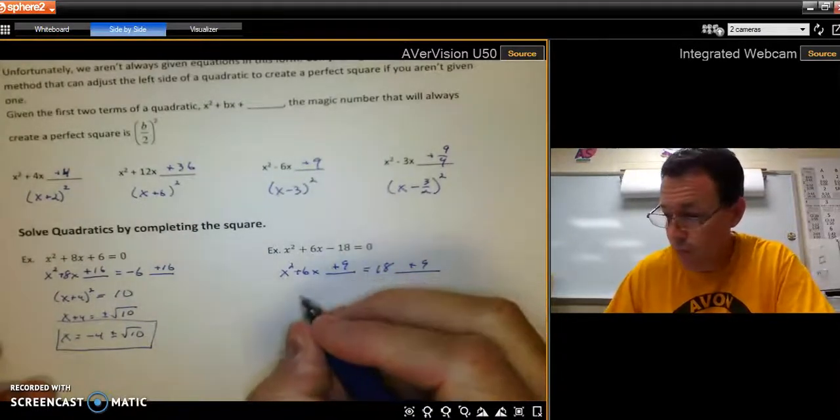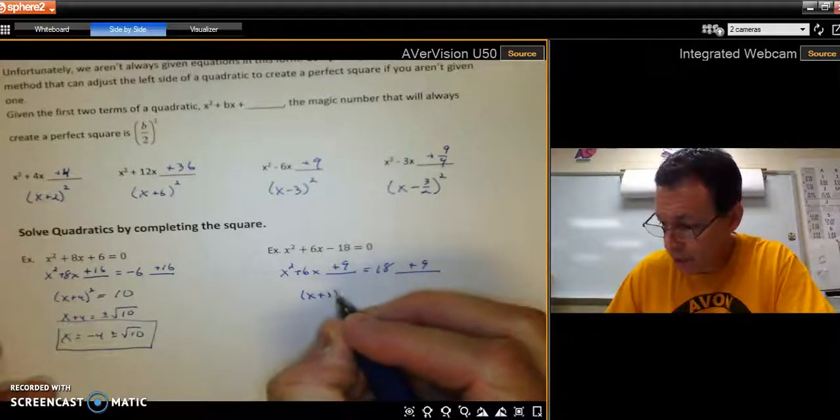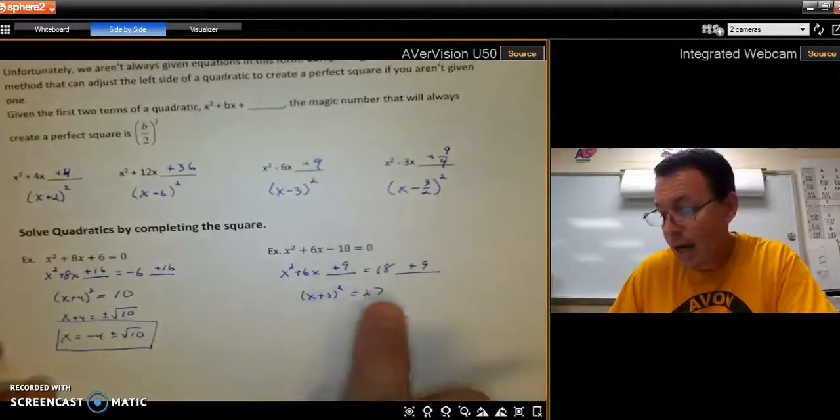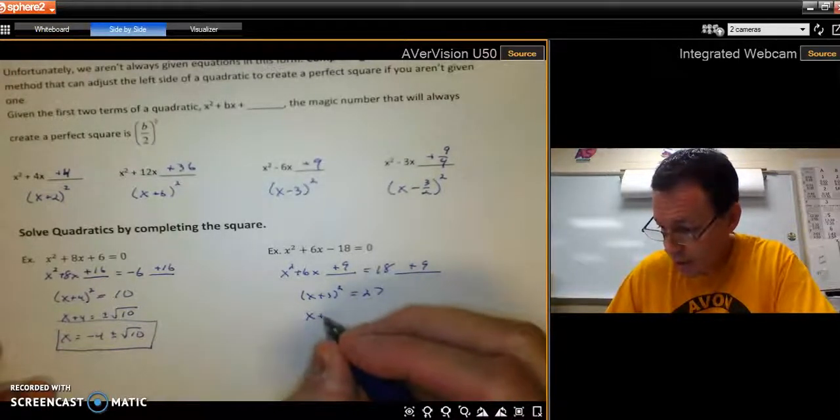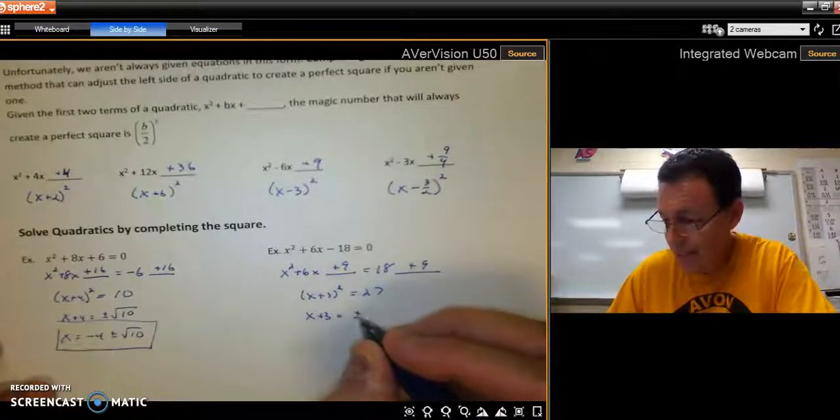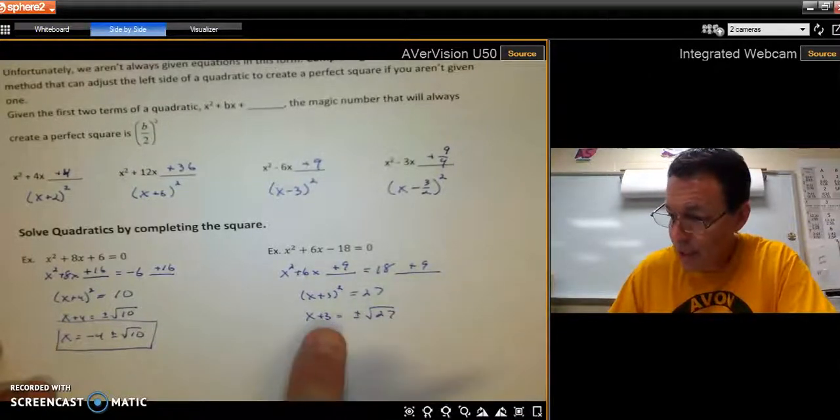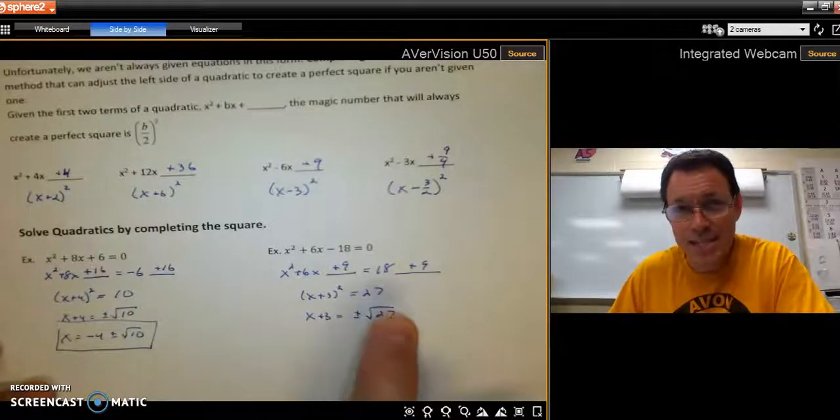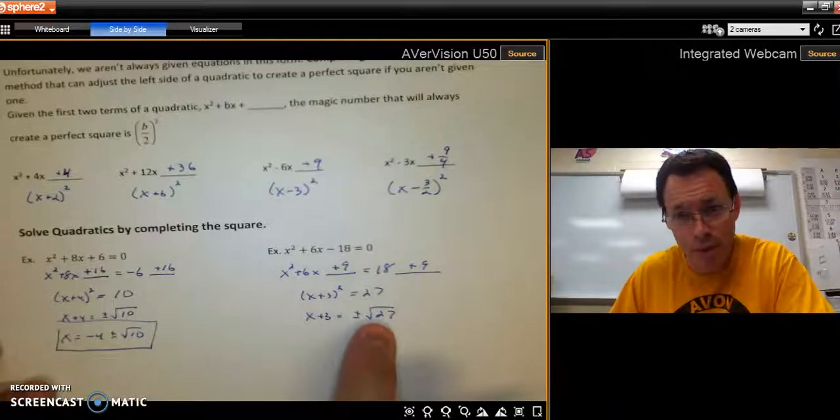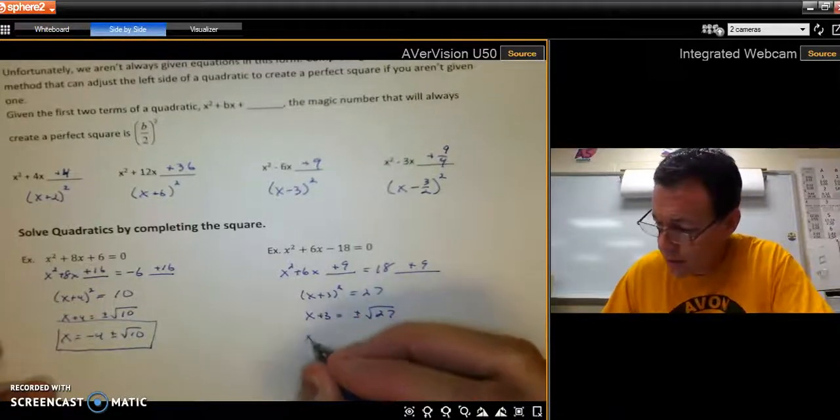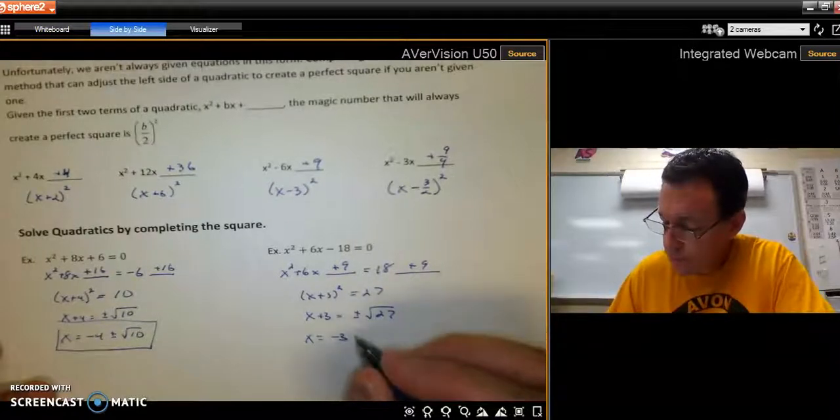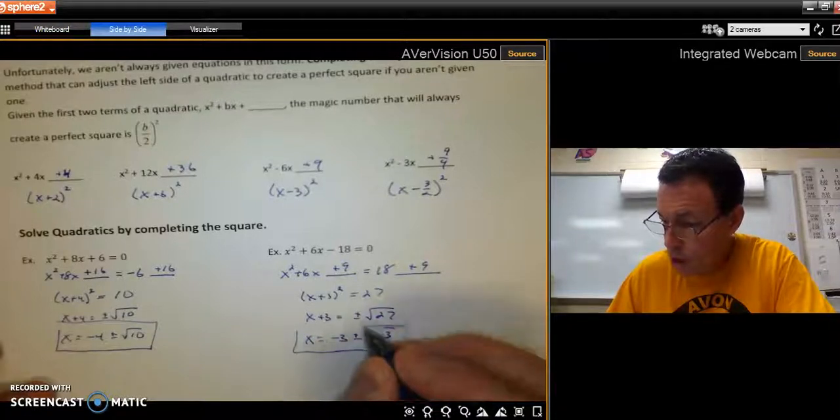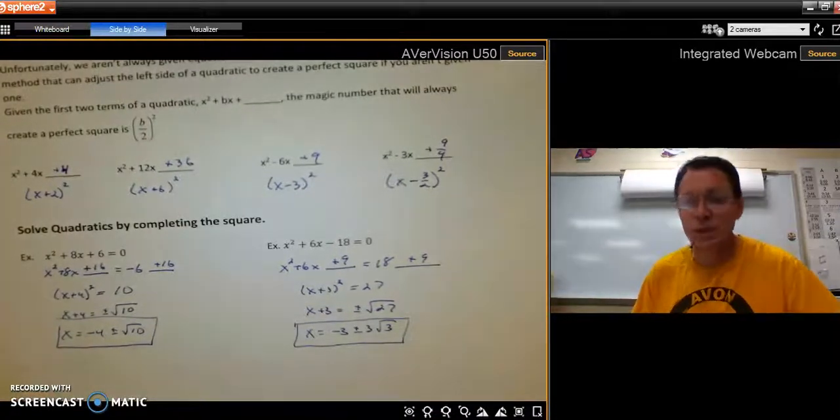This is super, super important. This is now x plus 3 squared. 18 and 9 is 27. Now I can take the square root of both sides. X plus 3 equals the positive and negative square root of 27. And then I can move the negative 3 over. Technically, this can simplify. 27 is 9 times 3, and 9 is a perfect square. So you could simplify this. So I'm going to go ahead and do that. So what's that? 3 radical 3. And that would be the correct solution using completing the square.